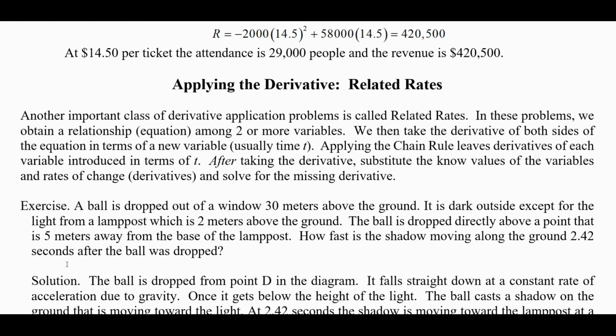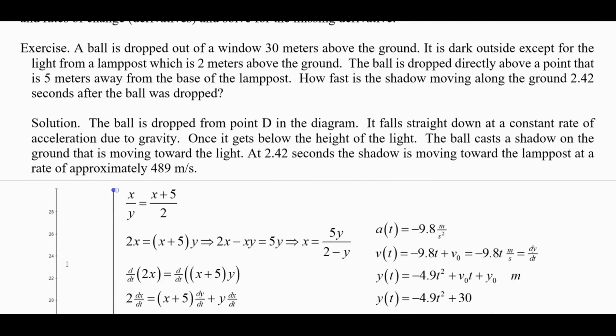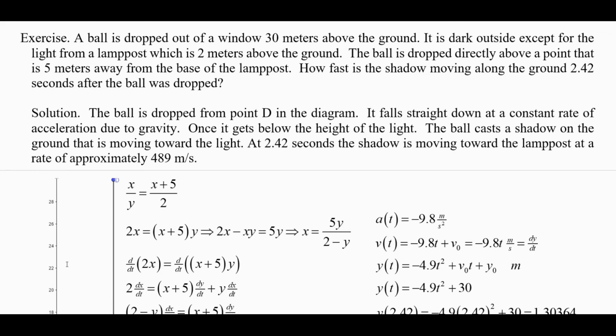Okay, so I've got a couple of cool examples here. A ball is dropped out of a window 30 meters above the ground. It's dark outside except for a light from a lamppost, which is 2 meters above the ground. The ball is dropped directly above a point that is 5 meters away from the base of the lamppost. How fast is the shadow moving along the ground 2.42 seconds after the ball was dropped?